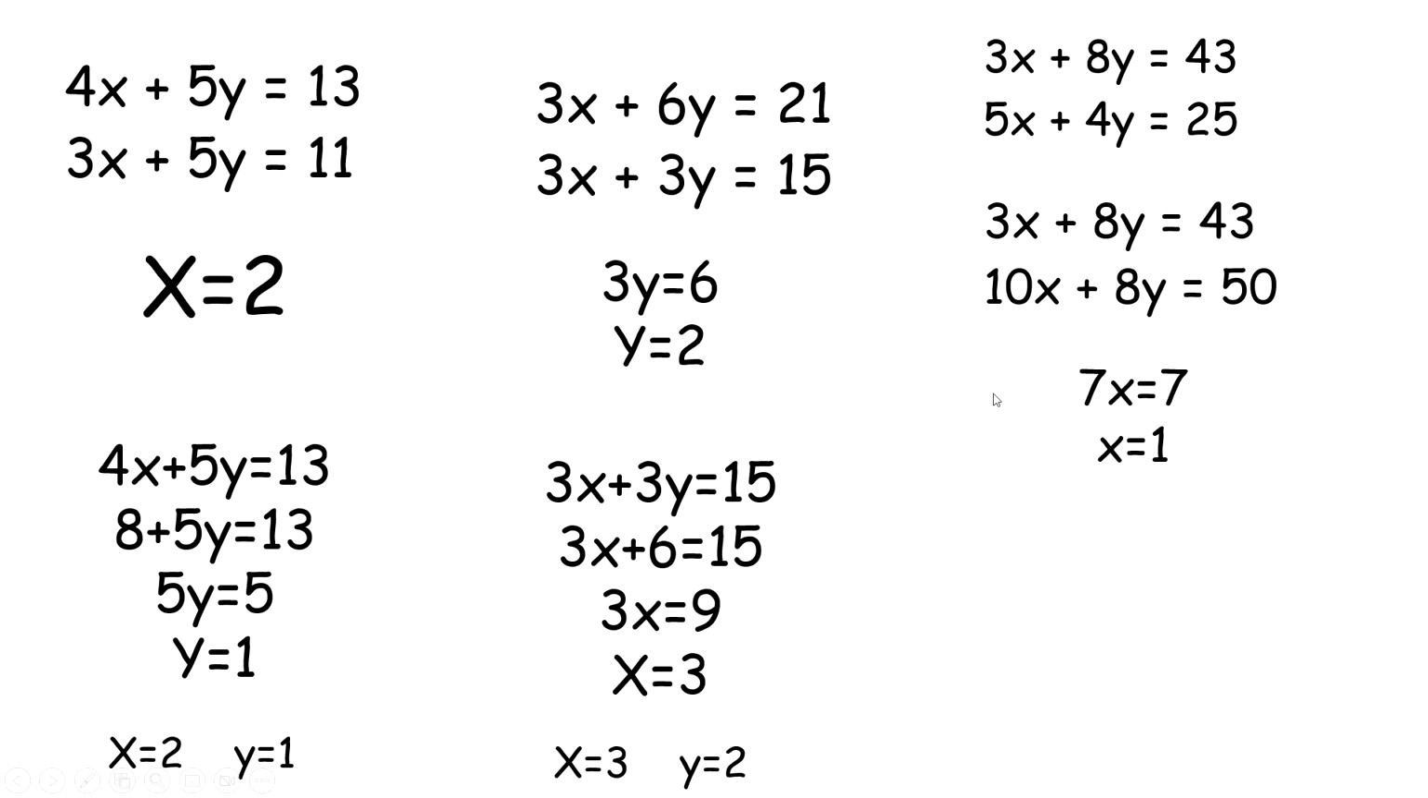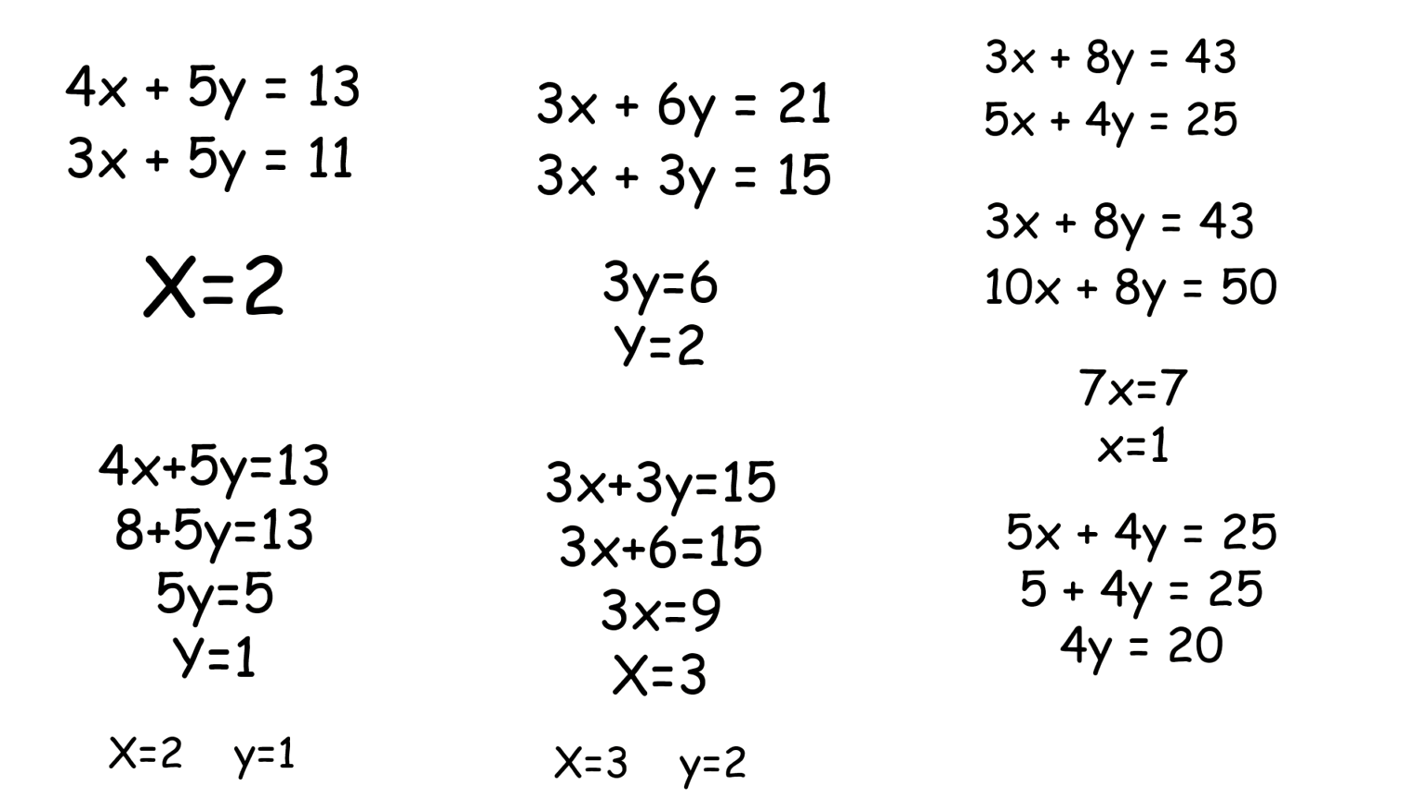And then after that, it's just substitution. So I pick 5x plus 4y equals 25. Substituting, 5x equals 5, plus 4y equals 25, so minus both sides by 5. 4y equals 20, divided by 4 gives us y equals 5. Just writing it in at the bottom.